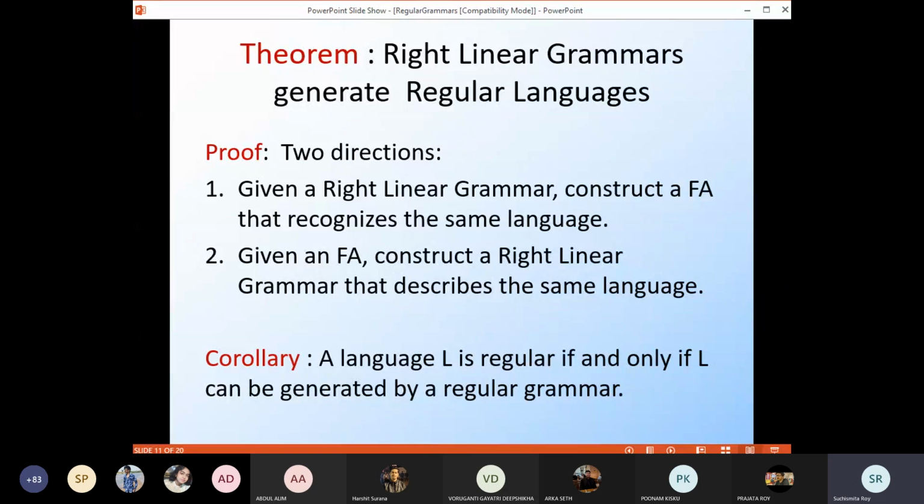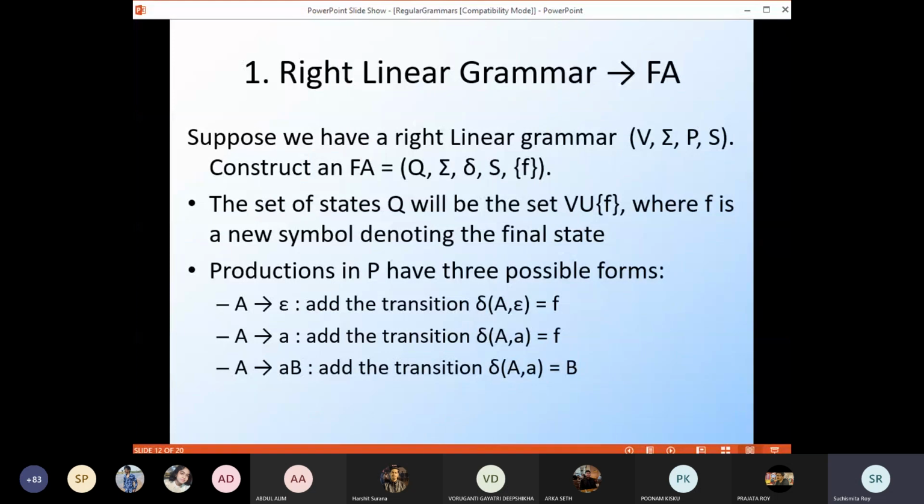And in both cases, we are going to use right linear grammars first. So from a right linear grammar, create a finite automata. Suppose we have a right linear grammar, V, T, P, S or V, sigma, P, S, construct a finite automata. And how do you do it? Now look at this carefully. Note that the T is the same as the input alphabet, so sigma. And S is the start symbol.